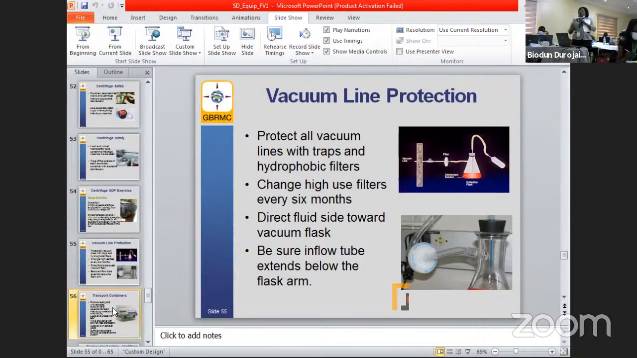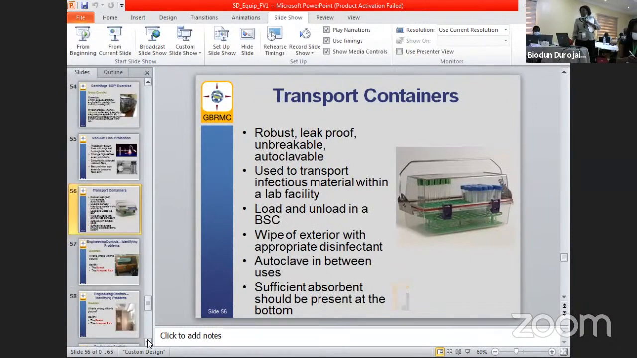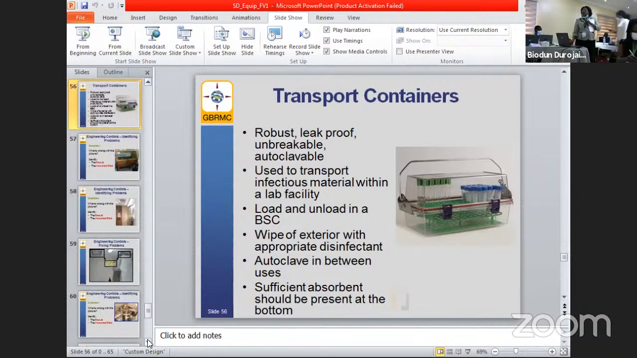Okay? So transport containers that you use to carry samples from one area to the other have to be robust, leak-proof, unbreakable, autoclavable containers, also used to transport infectious material within a lab facility. Load and unload in the BSC, as we've said before, and wipe the surface with appropriate disinfectant. Autoclave in between uses. Sufficient absorbent should be present at the bottom. At the bottom, you can see the transport container.